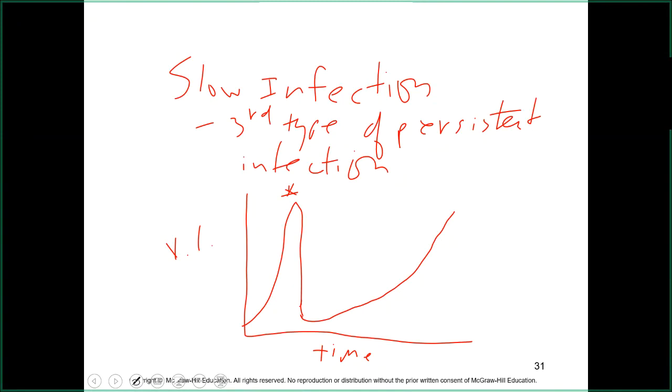And like I say, it can take decades for it to play out. And of course, once it gets up into here, your body's so weakened at that point that boom, usually, mortality, fatality is the end point of that. But this is what we would expect to see with an HIV infection. It's a slow infection, a third type of persistent infection.